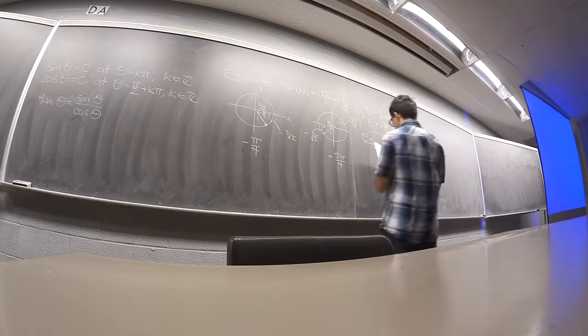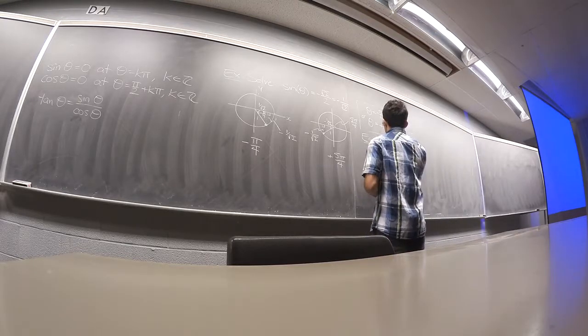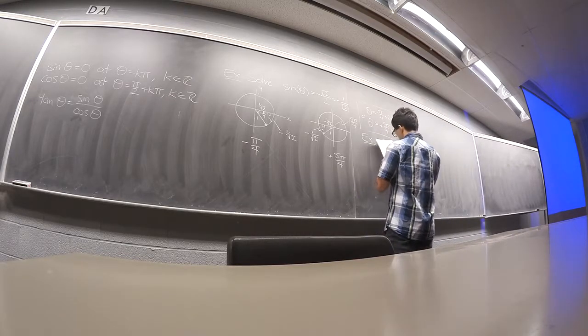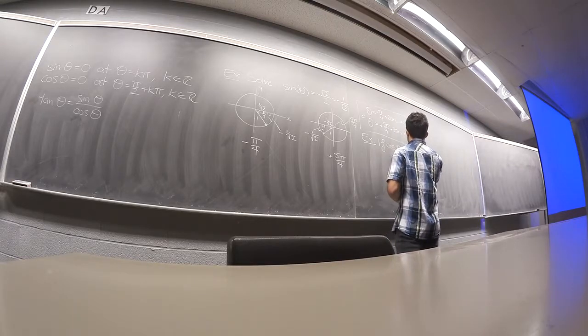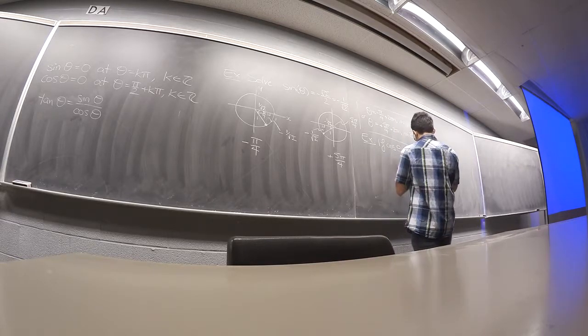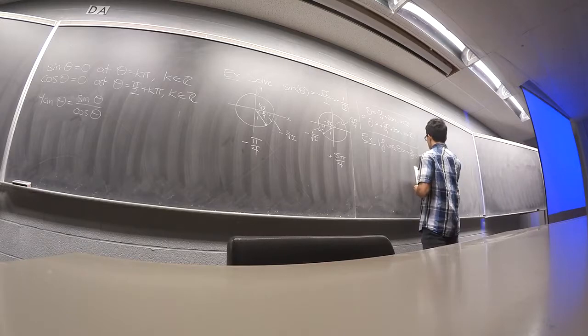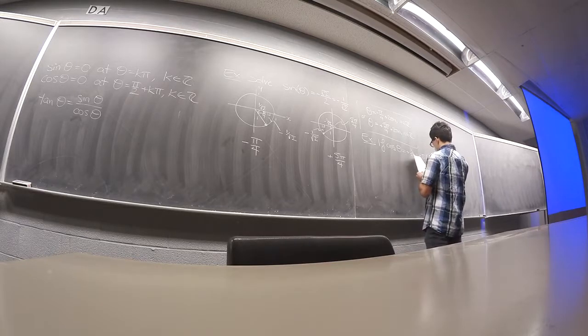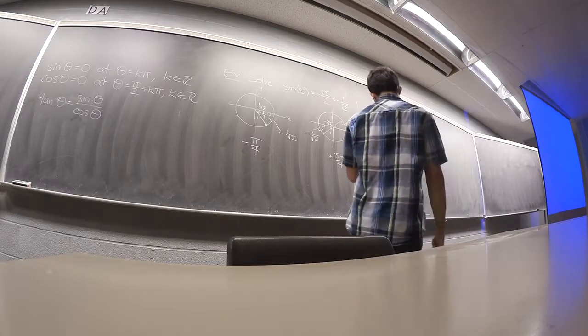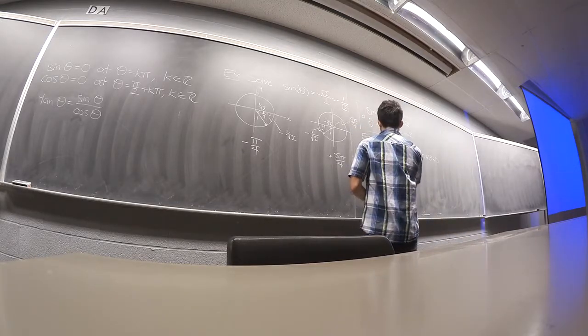Second example. If the cosine of theta is plus 3 over 5 and theta is between minus pi and 0, find tan theta.